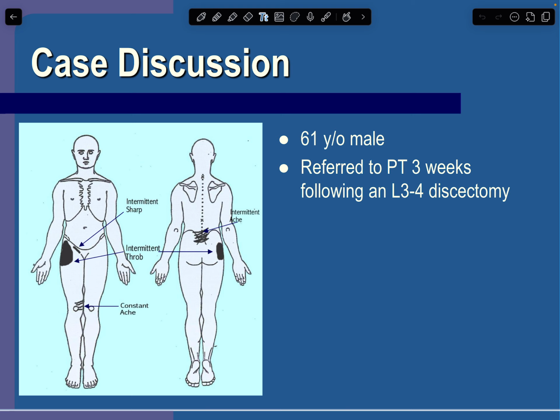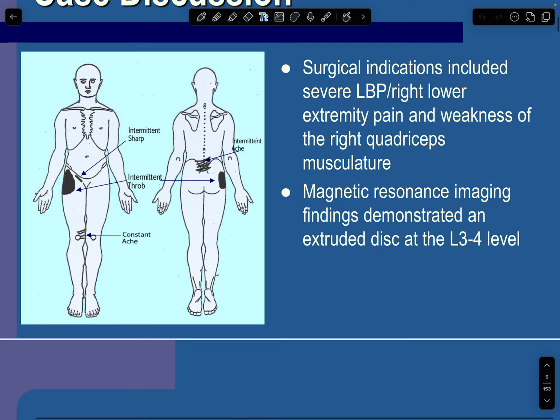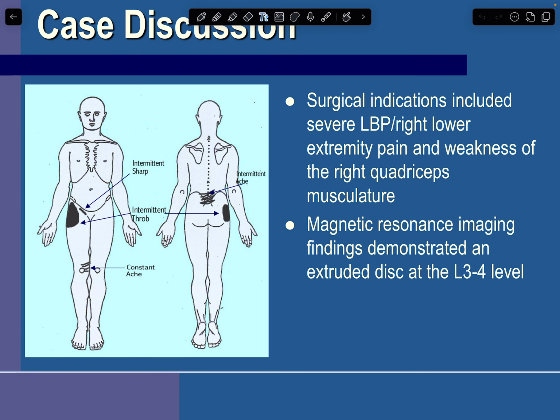One thing I will say, I don't know if you're doing body diagrams, but I think they are extremely helpful. Whether or not you do them, getting input from the patient, or have the patient complete them and then you clarify, but I think they're extremely helpful in trying to determine what's going on. Remember, we're trying to gather data. So they're referred to you 3 weeks following this discussion. Surgical indications were that he had severe low back pain and right lower extremity pain and weakness of the right quadriceps. So his quadriceps was weak and he had low back pain.